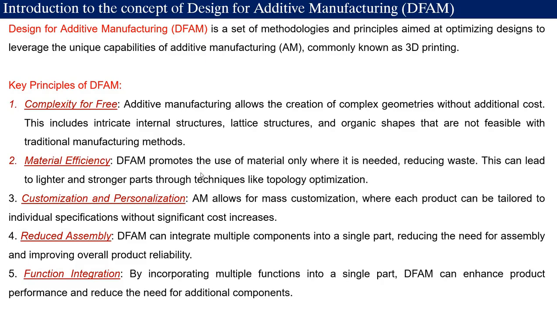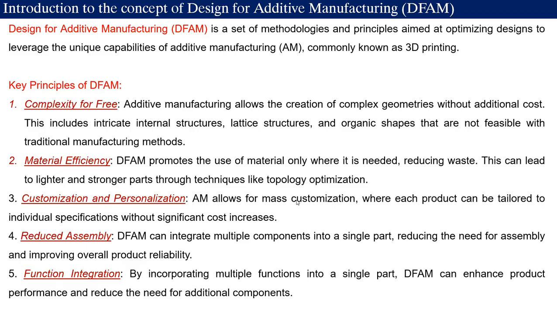Material efficiency. DFAM promotes the use of material only where it is needed, reducing waste. This can lead to lighter and stronger parts through techniques like topology optimization. So material efficiency can be achieved using 3D printing. Complexity for free can be achieved using this DFAM, AM.